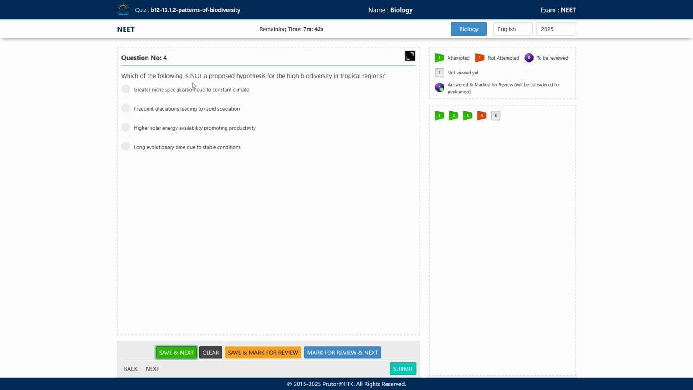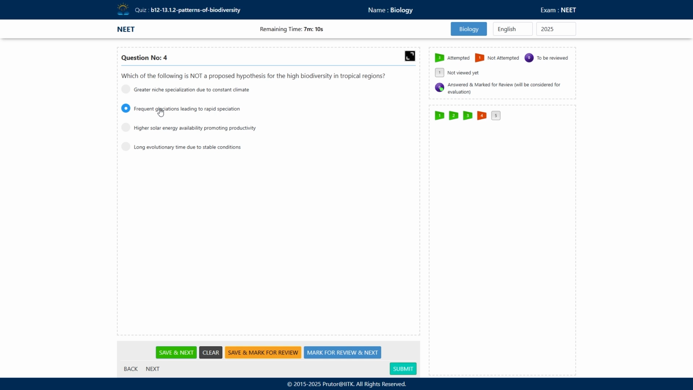Now, which of the following is not a proposed hypothesis for the higher biodiversity in tropical regions? Greater niche specialization due to constant climate, frequent glaciation leading to rapid speciation, higher solar energy available promoting productivity, and long evolutionary time due to stable conditions. What would be the correct answer? Okay, so here they are saying which of the following is not a proposed hypothesis. The option will be B, frequent glaciation leading to rapid speciation.